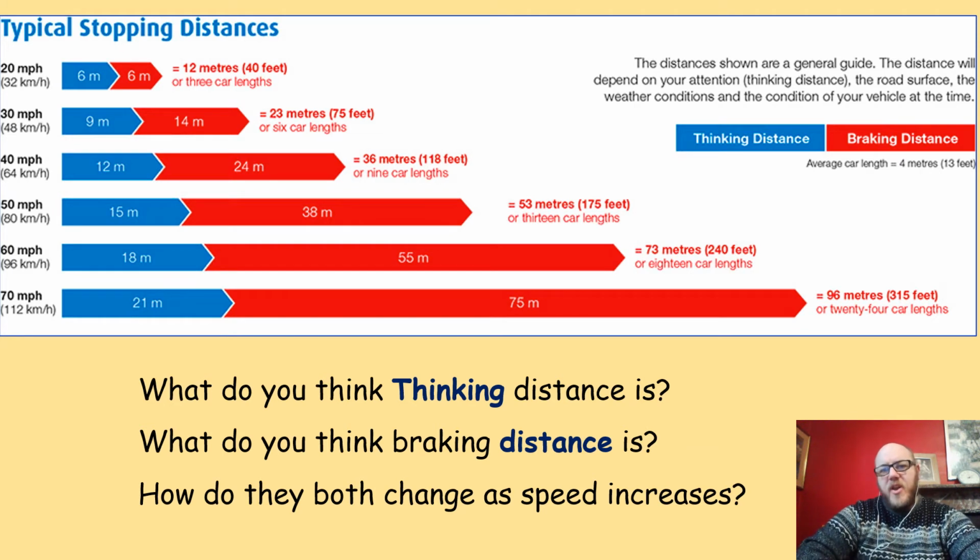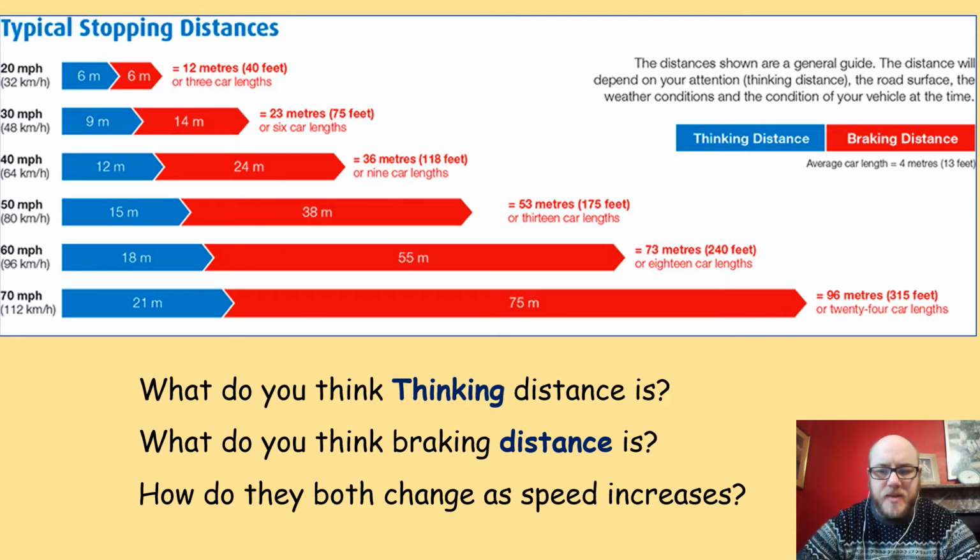Right, so when you are learning to drive, you're asked to remember one of these charts, and it's about stopping distances. It essentially tells you how long it takes to stop your car traveling at different speeds. So if you're traveling at 20 miles an hour, it takes you, on average, 12 meters or 40 feet to stop your car from 20 miles an hour to 0 miles an hour. So 12 meters is about 3 car lengths. That's quite a long way.